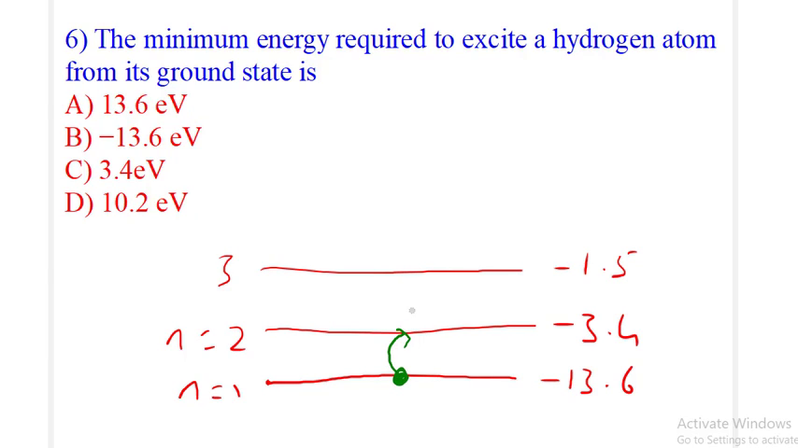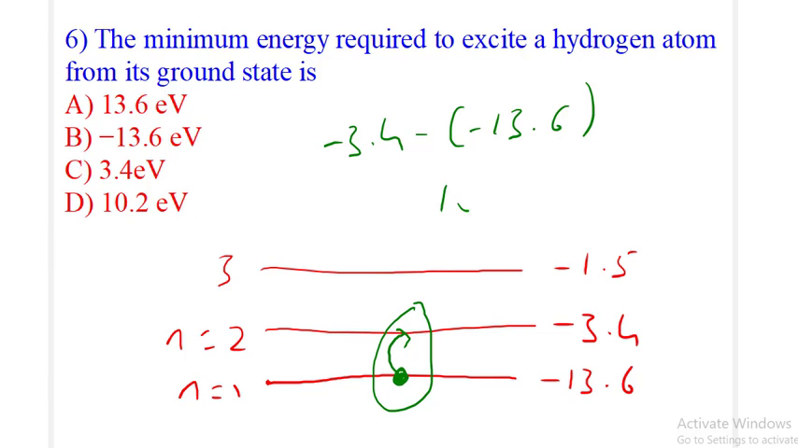So we'll calculate the corresponding energy difference. So minus 3.4 minus of minus 13.6, this much energy is required. So this comes out to be 10.2 electron volt. So this answer is 10.2 electron volt. This is the minimum energy required to excite the hydrogen atom from its ground state.